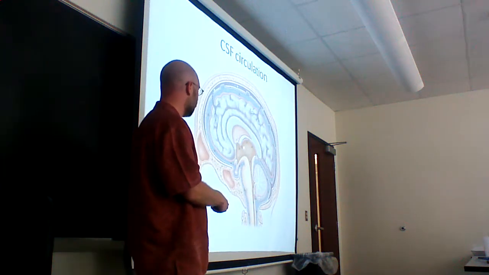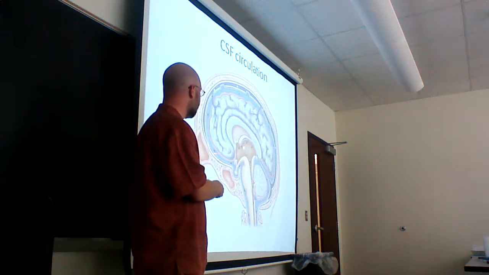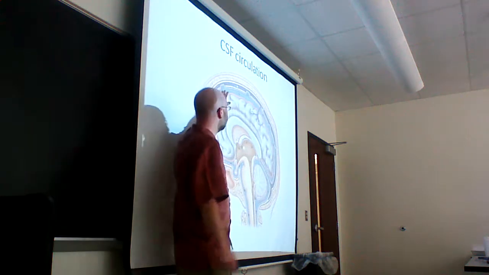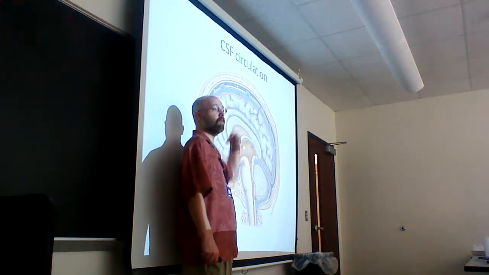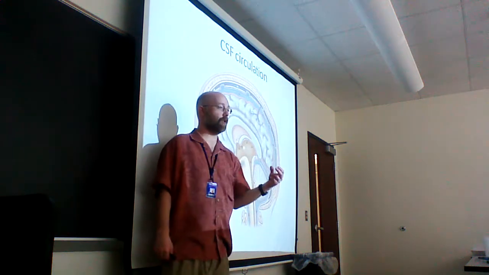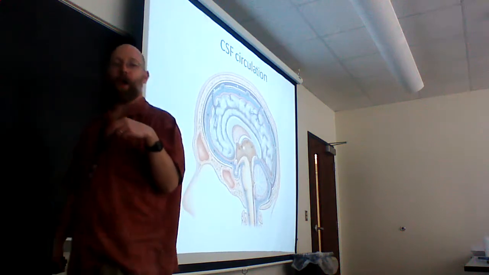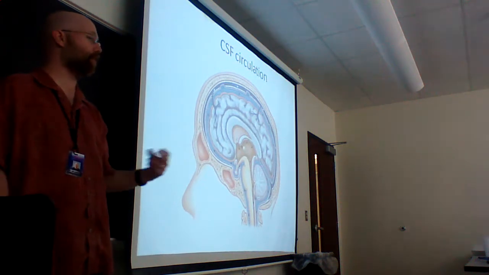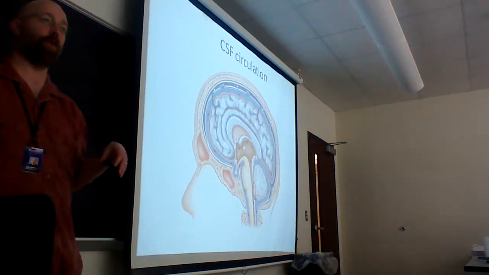It also will drain into the subarachnoid space, come all the way back up. Ultimately, it's going to drain into the venous system, right, back into the circulatory system. This ensures that you get nutrients to the brain and that you get waste products back into the circulatory system to ultimately be expunged through the urinary system.